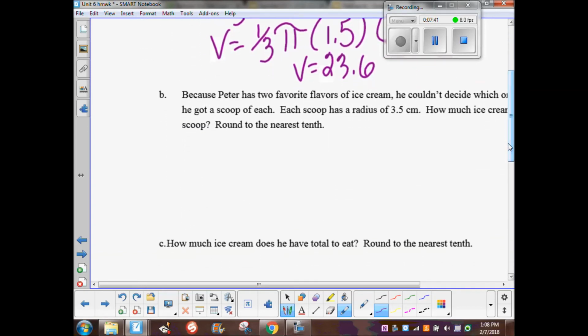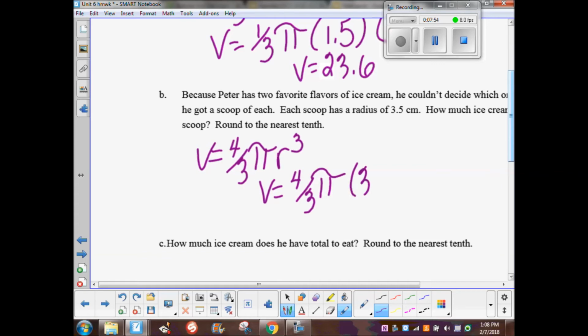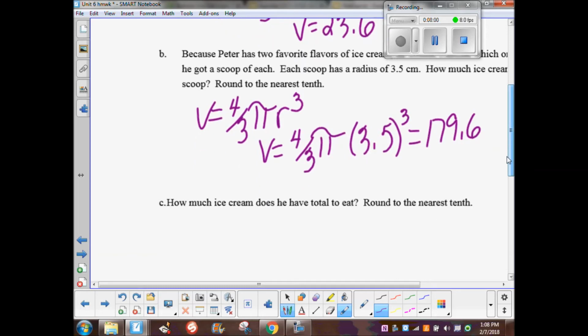Then we're talking about the scoops of ice cream. So we're going to assume that those are perfect spheres. Nearest 10. 179.6. Now that's just one scoop of ice cream.